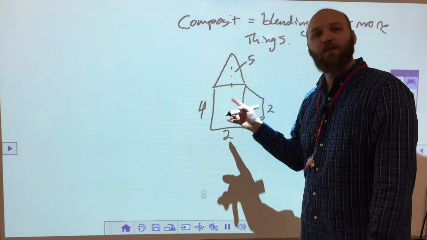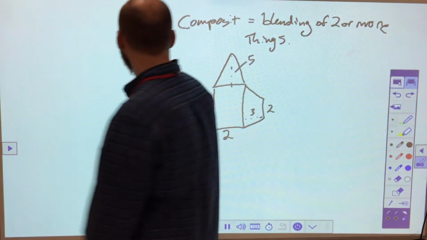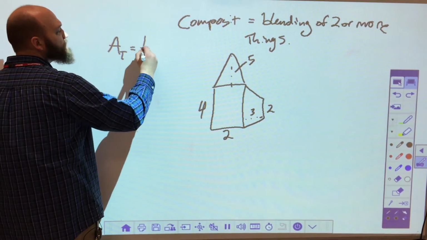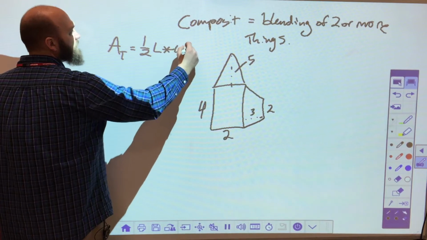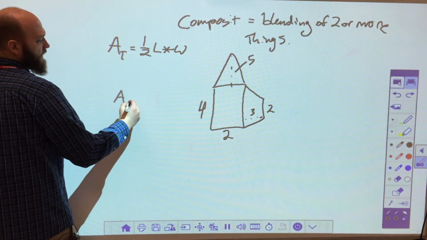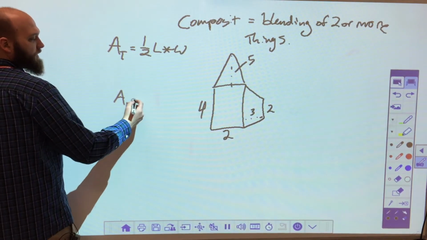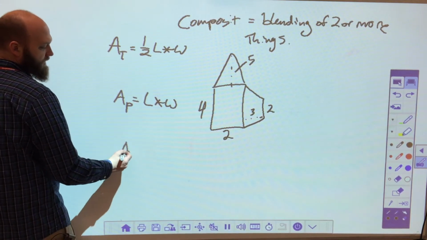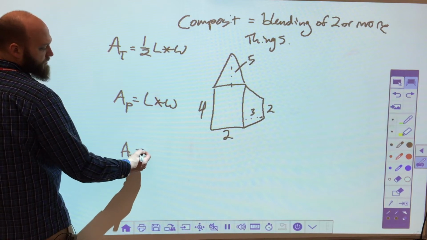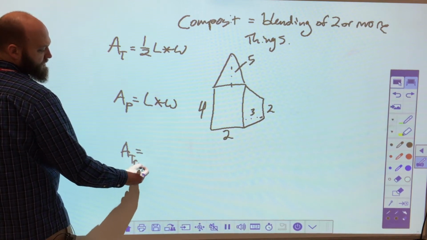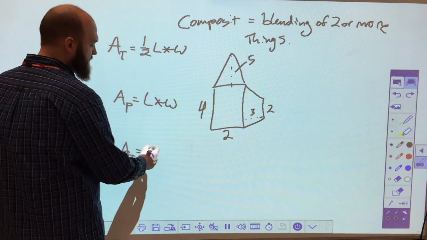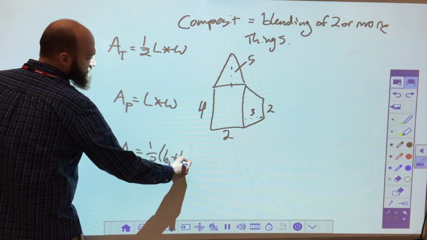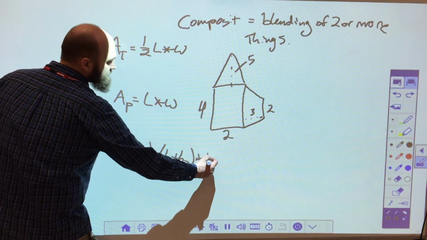So really when I break this up, I have 3 formulas, and I'm going to come over here and solve them. So I have a triangle. Area of a triangle is equal to 1/2 length times width. I have the area of a parallelogram, and that's equal to length times width. And I have the area of a trapezoid, and I'm going to call that TRA just so it's distinct. And area equals 1/2 base 1 plus base 2 times the height, maybe.